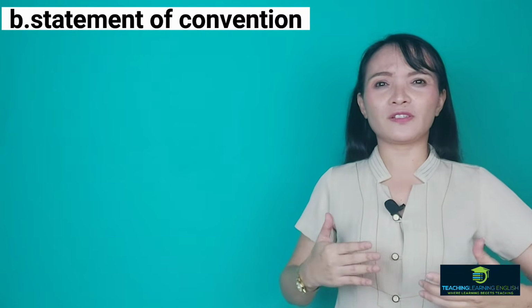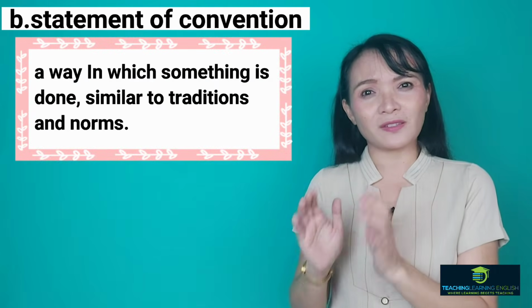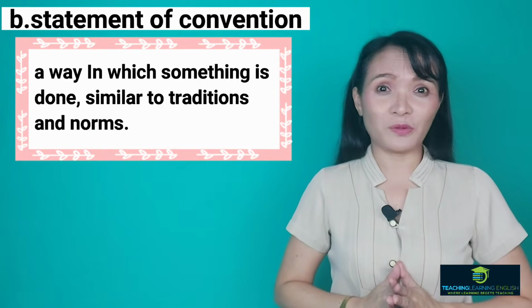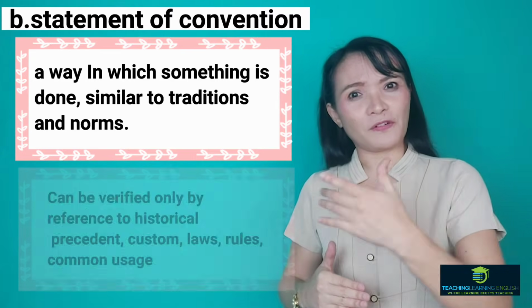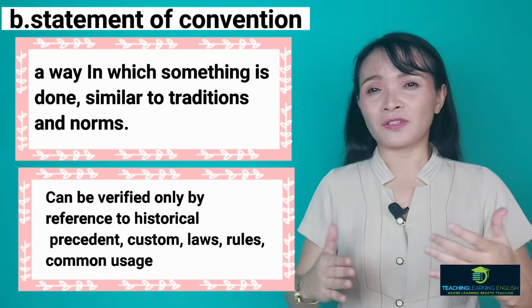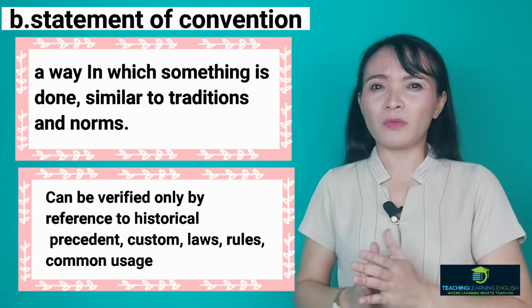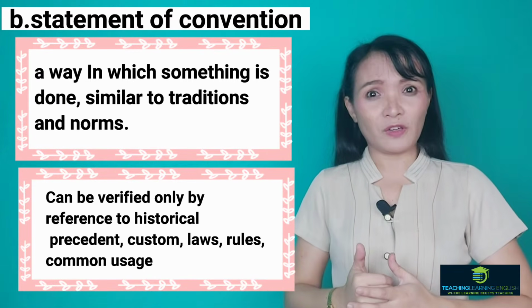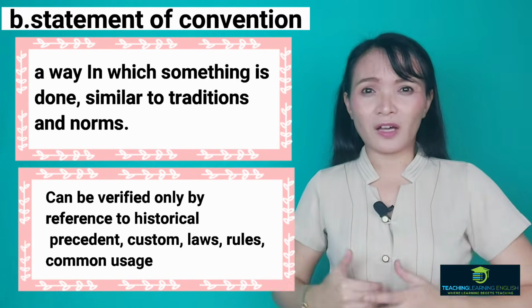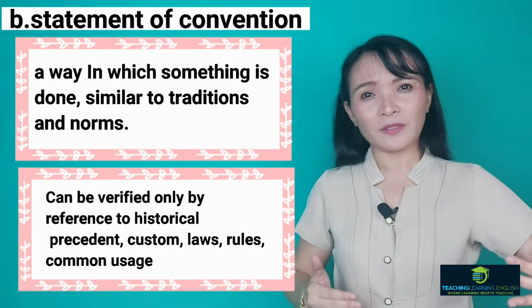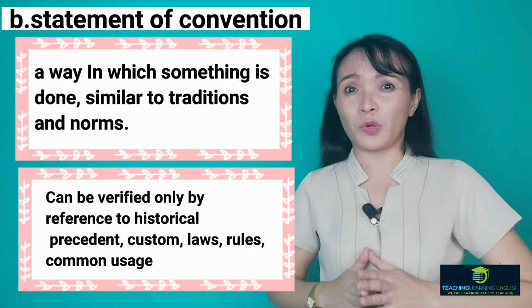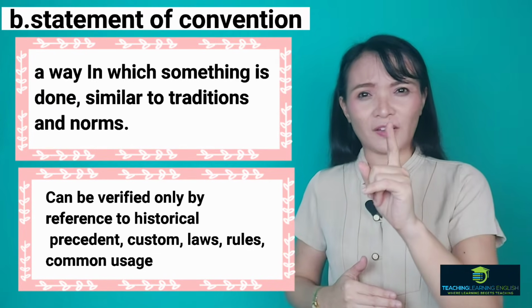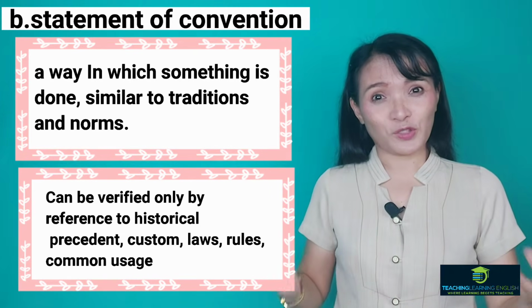The second type is a statement of convention. A convention is a way in which something is done, similar to traditions and norms. It can be verified only by reference to historical precedent, custom, laws, rules, and even common usage. A convention may sound factual, but no amount of observation or measurement will prove a statement of convention is true.